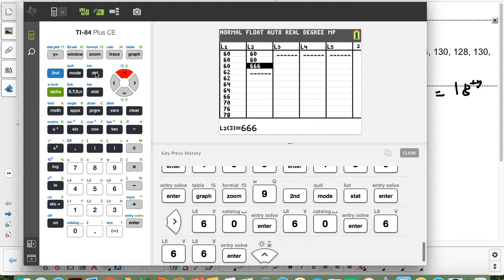Hit delete, which is right here. You should be doing this, by the way, as I do it with your calculator. It's the best way for you to learn where everything is. So once I hit delete, that's gone. Now, if I want to delete everything, I go up into L2 and I hit clear and I come back down and everything will be gone.